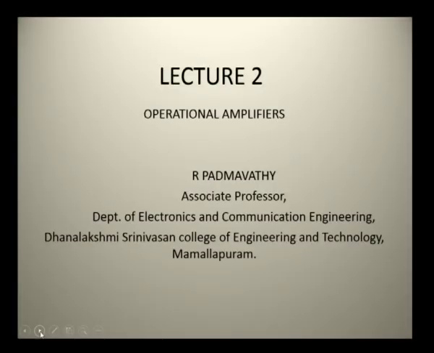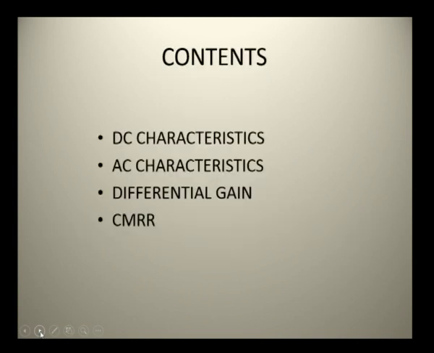Welcome to UGC lecture series BSc Applied Electronics. This module deals with operational amplifiers, second part. Today we are going to discuss the DC characteristics, AC characteristics, differential amplifier and its gain, and CMRR. The DC characteristics include input bias current, input offset current, input offset voltage and thermal drift.